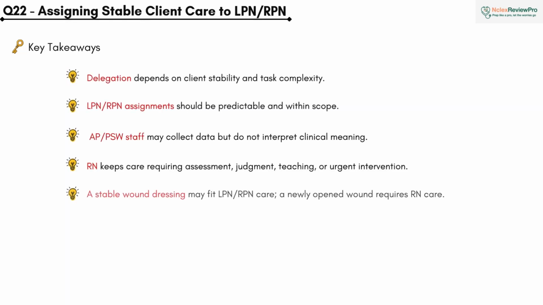The key takeaway is this: delegation and assignment depend on client stability and task complexity. LPN or RPN assignments should be predictable and within scope. AP or PSW staff may collect data, but they do not interpret the clinical meaning. The RN keeps care that requires assessment, judgment, teaching, evaluation, or urgent intervention. A stable wound dressing may fit LPN or RPN care, but a newly opened wound requires RN care. Okay, let's keep building clinical judgment and move on to the next one.